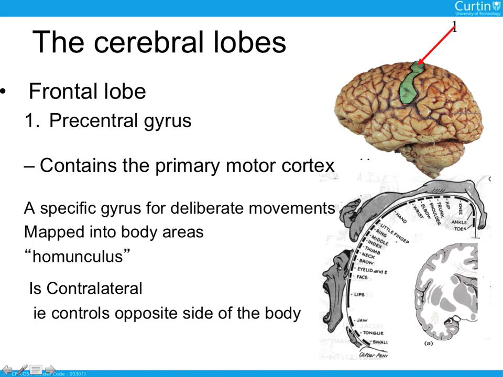This diagrammatic representation of the body on the primary motor cortex is referred to as the homunculus. Now remember that the motor control is contralateral. So the left precentral gyrus containing the left primary motor cortex will actually control movements on the right side of the body.